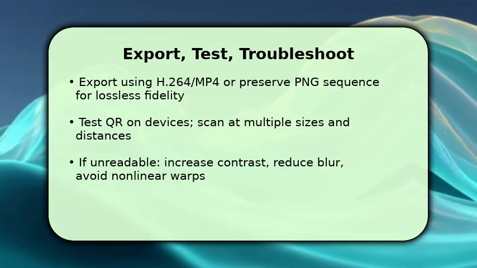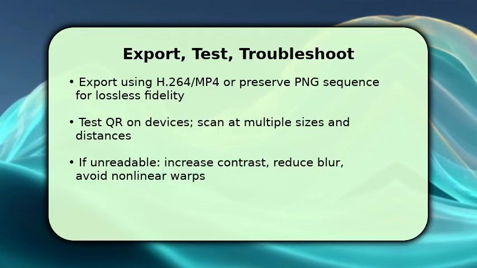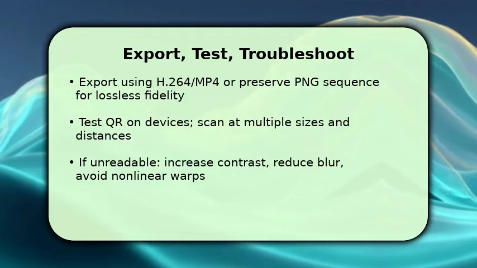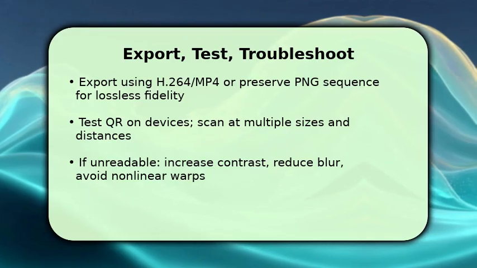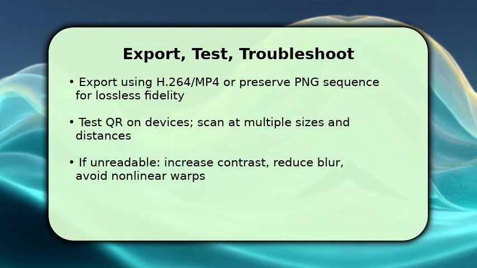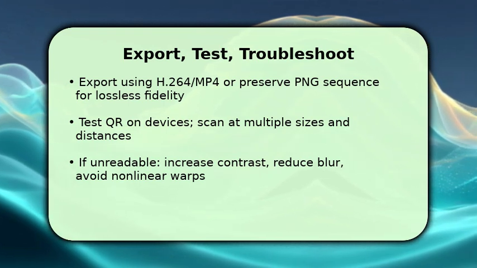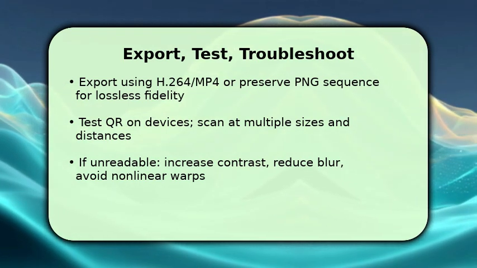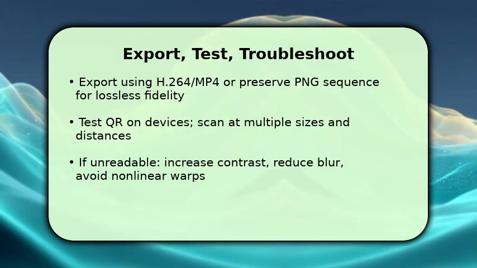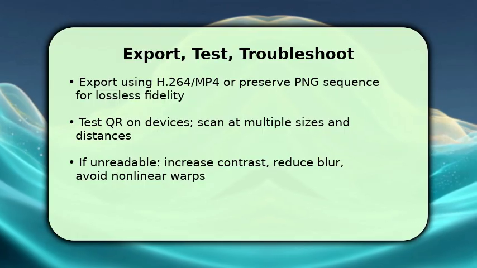This confirms real-world usability. If the code fails to scan, check contrast first, then remove heavy blurs or nonlinear warps, and revert to the isolated QR layer. A quick troubleshooting tip: if scans fail, export a single frame at native size and confirm that frame scans before re-rendering the full clip.